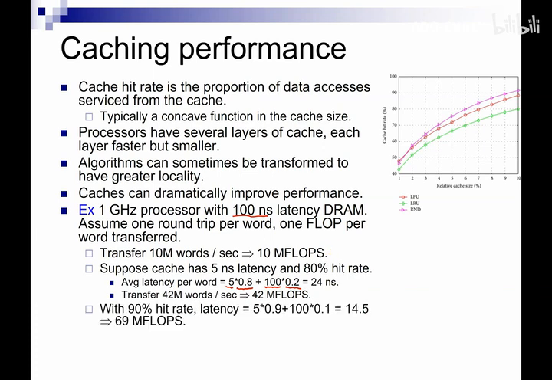In fact, if you have a higher cache hit rate, let's say a 90% cache hit rate, then 90% of the time you're using 5 nanoseconds, and 10% of the time you're using 100 nanoseconds for the access. So on average, your latency is going to be 14 nanoseconds, and therefore you can get about 70 megaflops of performance. So that's 7 times the performance just by having this cache.